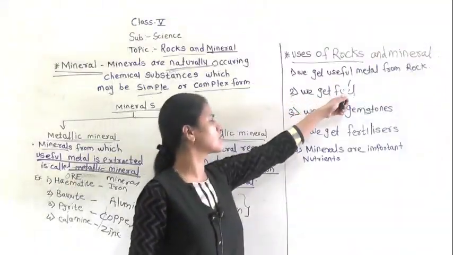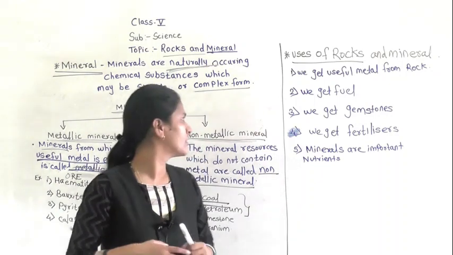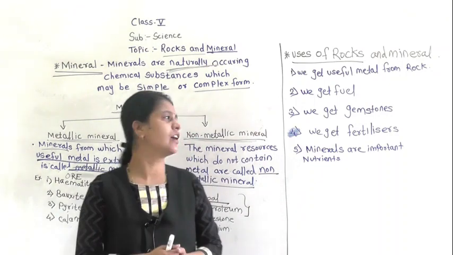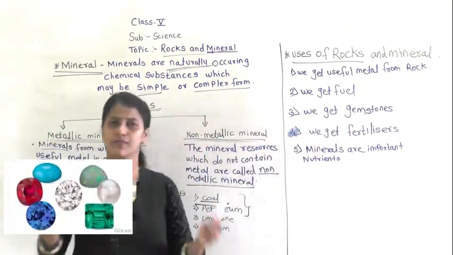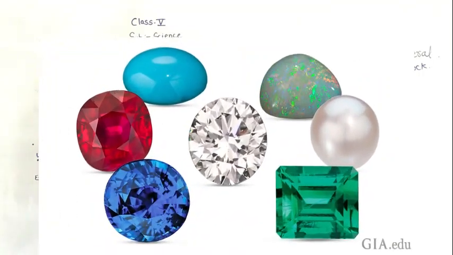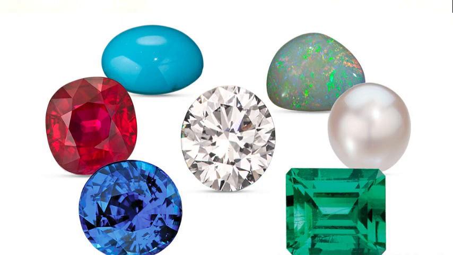So, these are the uses of metals from rocks, and we also get fuel from rocks. Next, we get gemstones. Some minerals are very hard and found in the form of crystals, for example diamond and ruby. They are called gemstones. They are also valuable.